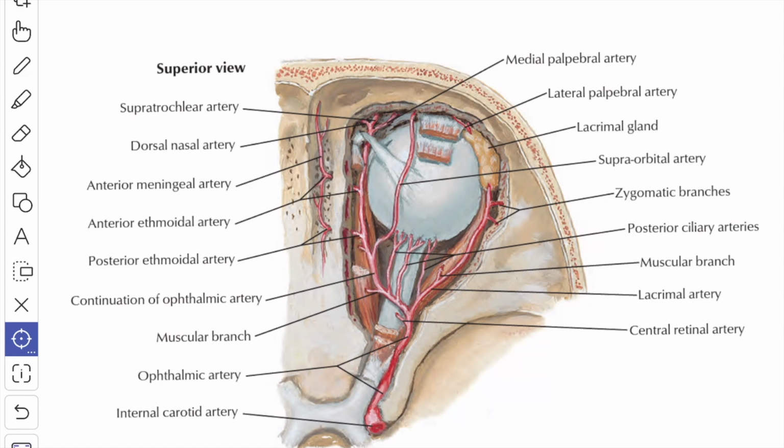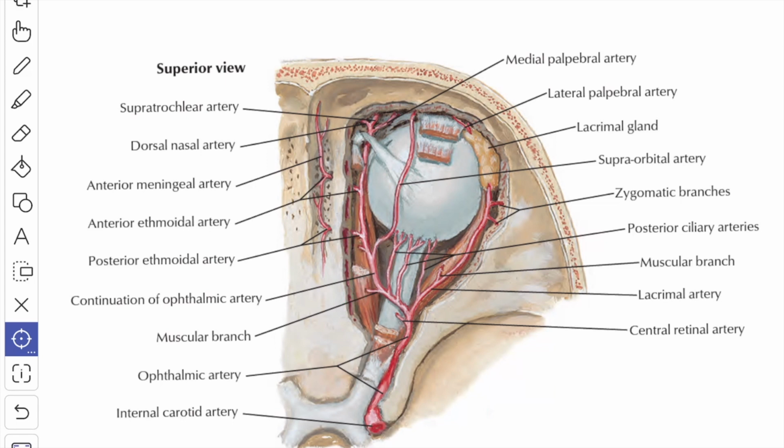In the orbit, it pierces the dura mater, winds round the lateral side of the optic nerve, and passes forward and medially above the optic nerve between the superior ophthalmic vein in front and nasociliary nerve behind. It reaches the medial wall of the orbit and lies between the medial rectus muscle and the superior oblique muscle.